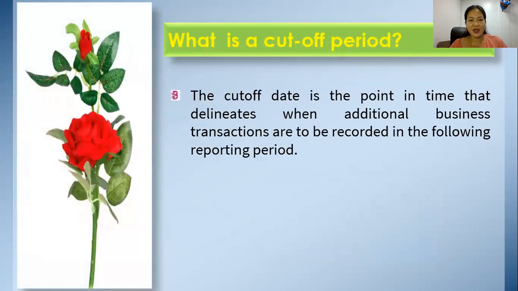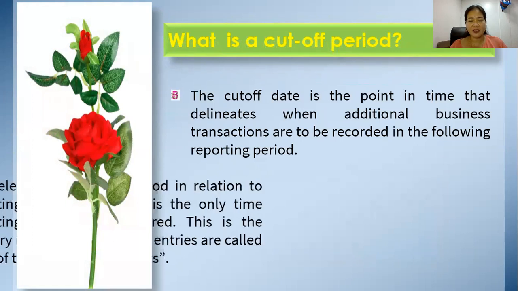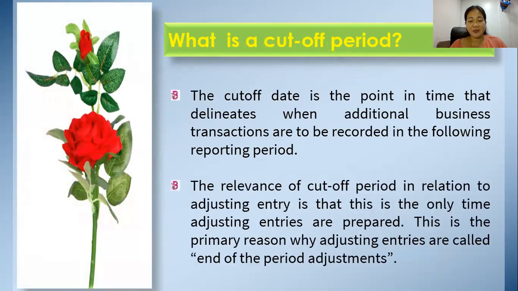Then we move to what is a cutoff period. The cutoff date or the cutoff period is the point in time that delineates when additional business transactions are to be recorded in the following reporting period. The relevance of cutoff period in relation to adjusting entry is that this is the only time adjusting entries are prepared. This is the primary reason why adjusting entries are called end of the period adjustments.